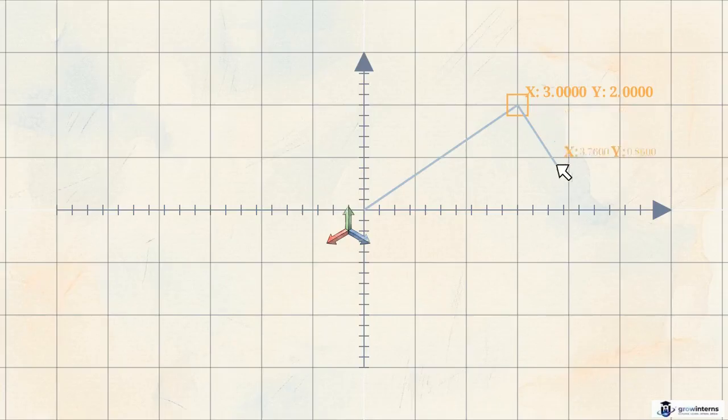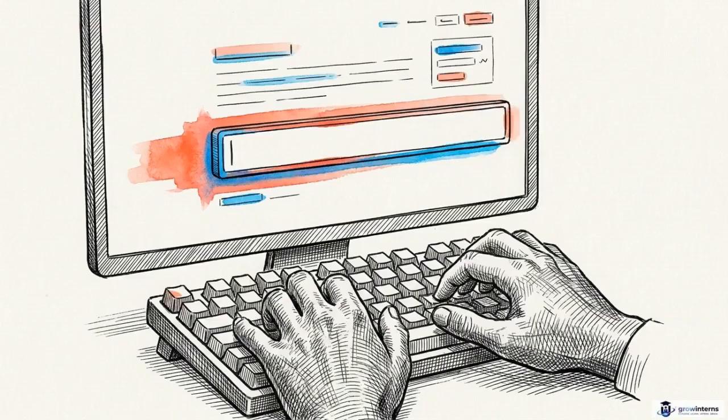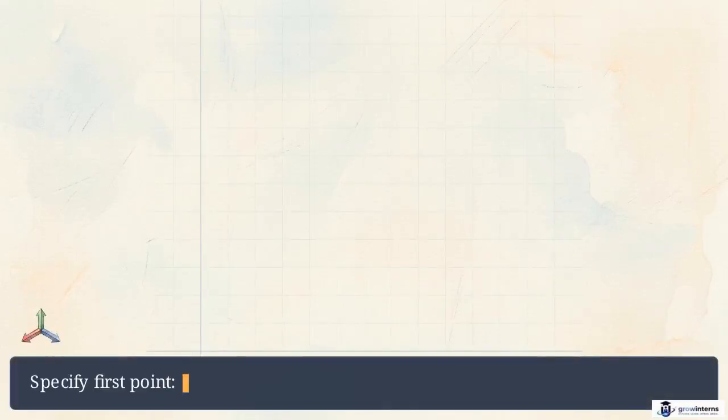Every vertex must snap exactly to an X and Y coordinate. Hunting for buttons breaks your focus. Instead, you interact through the command window. You hit L for line, press Enter, and type your coordinates directly.